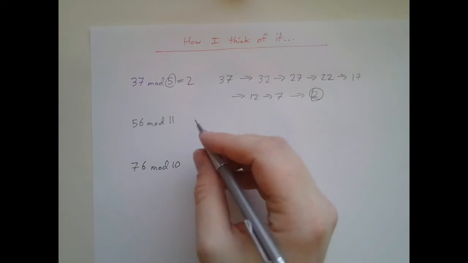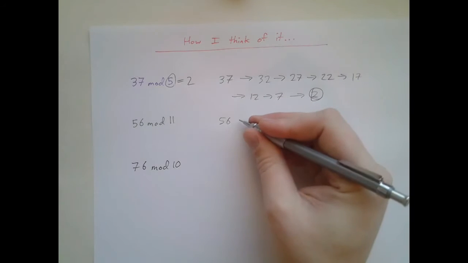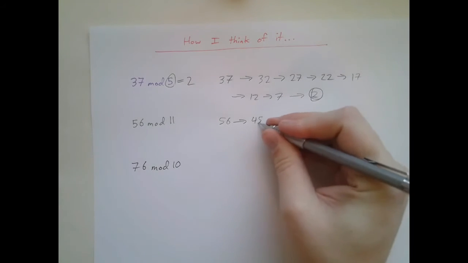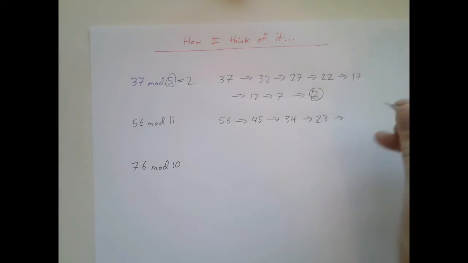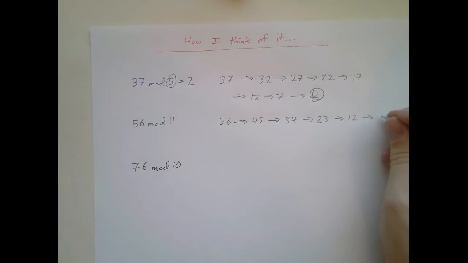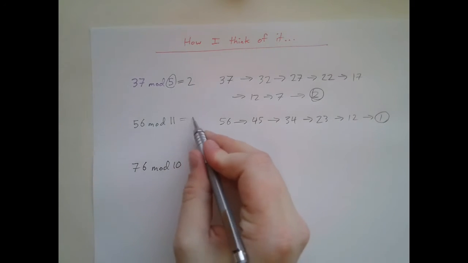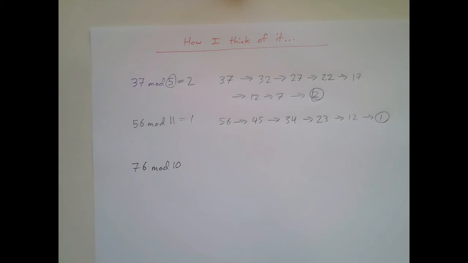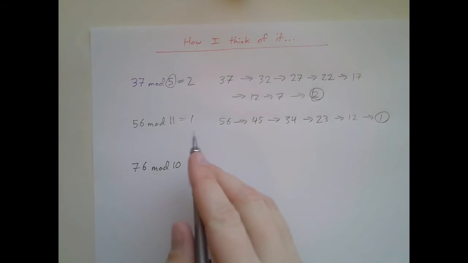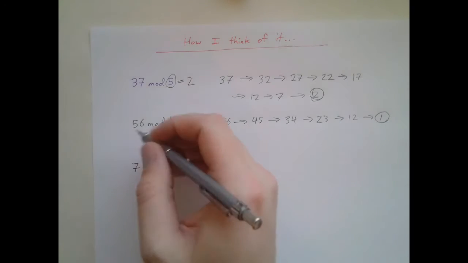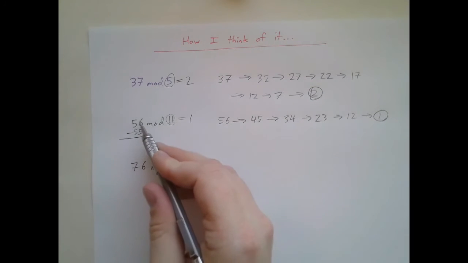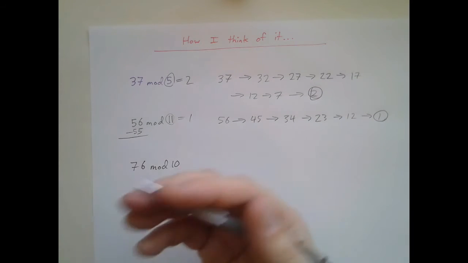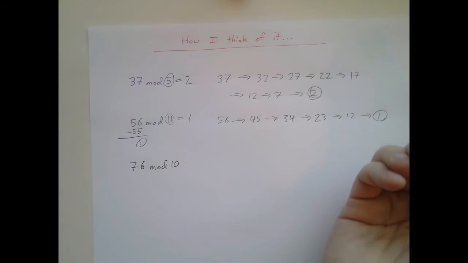And 56 mod 11: you can subtract 11, that will be 45, subtract 11 again, that will be 34, 23, 12, subtract 11 one more time, and it's 1. 1 is what's left over. Or if you are smart, you're probably thinking, oh, 11 times 5 is 55, so you can just subtract the highest multiple of 11 that you can take away from 56 and leave a positive number, and that gives you the result.